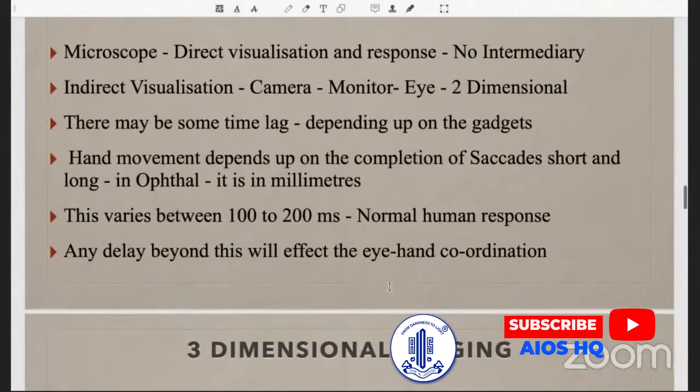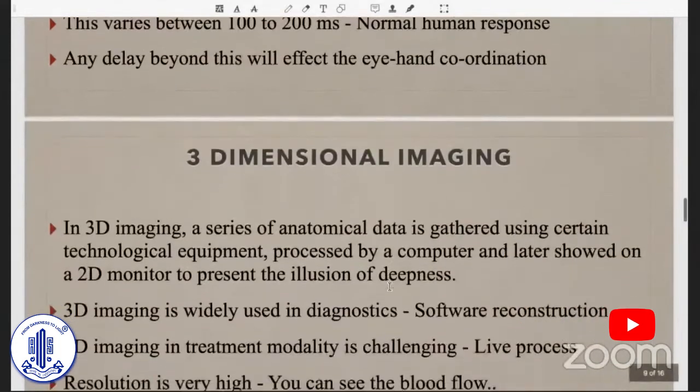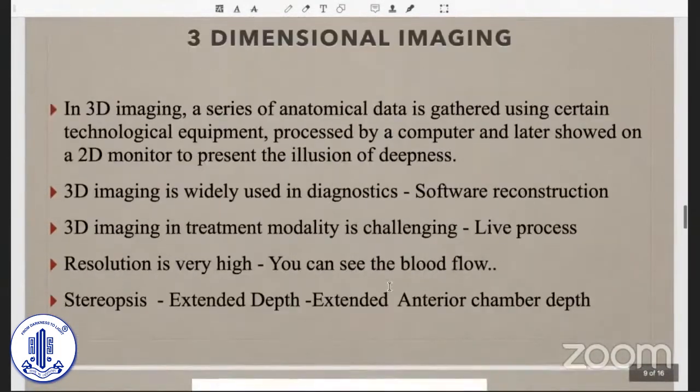Suppose if the image processing is coming late, next slide, please. Then our hand moves faster before the image moves.